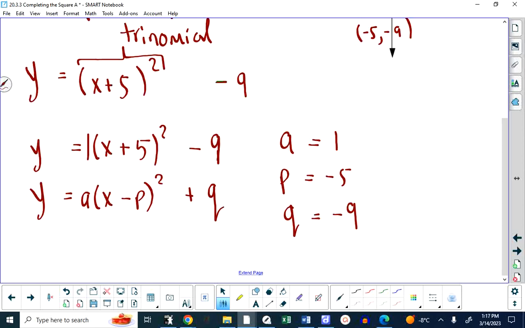Okay. So we're back to what we learned on, I think, the first day of the unit, that the number that is being added or subtracted from x, whatever the sign in there is, that's the opposite of what it is on P. So if it's x plus 5, P is -5. Any other questions with that one?